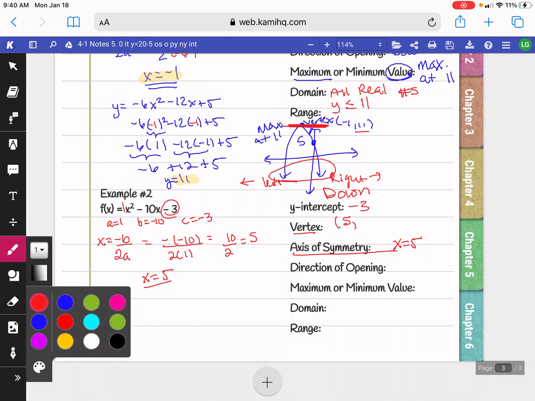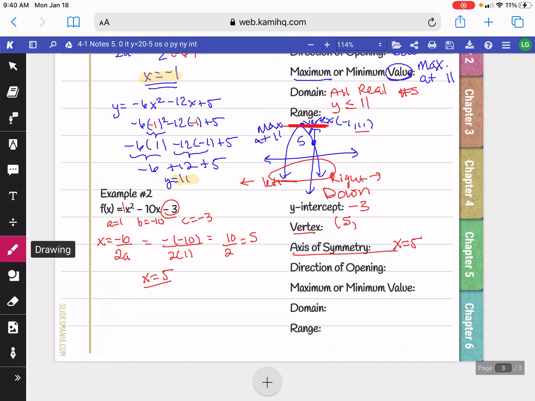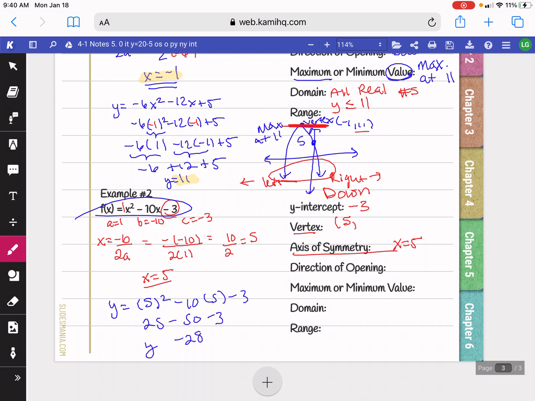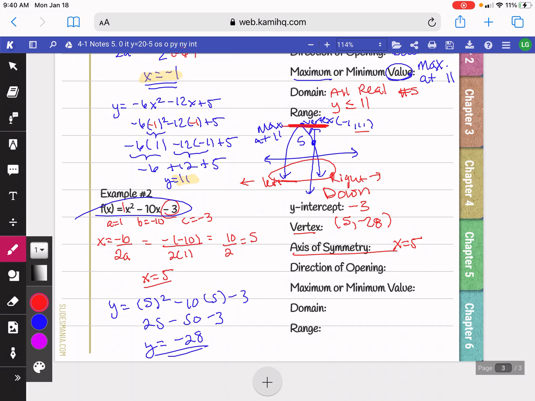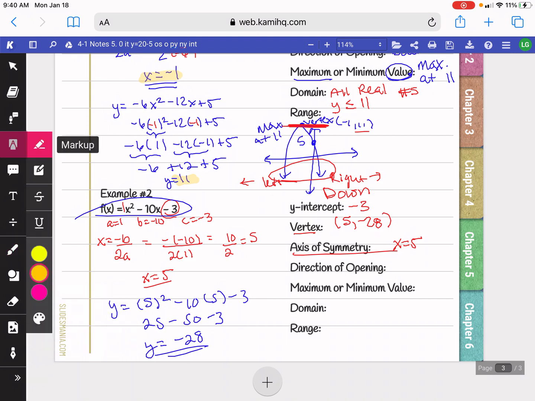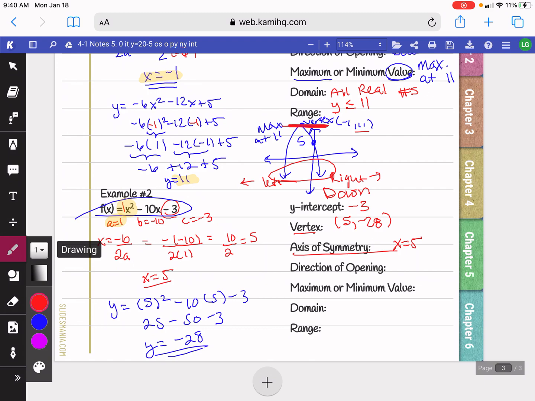Now to find the y value, I'm going to take my formula and I'm going to plug in 5 everywhere I see an x. So my y value is -28. I can include that in my vertex. The direction of opening, if we look at the formula, it's a positive x squared. Remember, if your a is positive, here it's +1, then your graph's going to be opening upward. So this one's going to be an upward U.